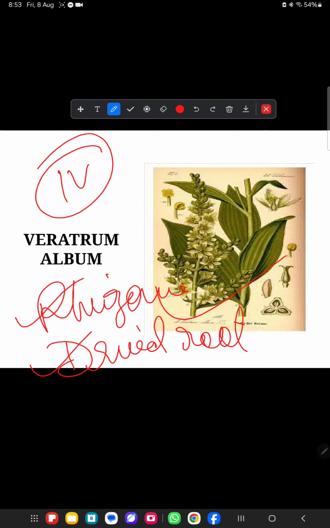So this is said by Dr. James Tyler Kent. This is also known as white hellebore and European hellebore. This medicine was first used when there was a great war of homeopathy against the other systems of medicine, or other systems of treatment, which was fought and won by Veratrum album.